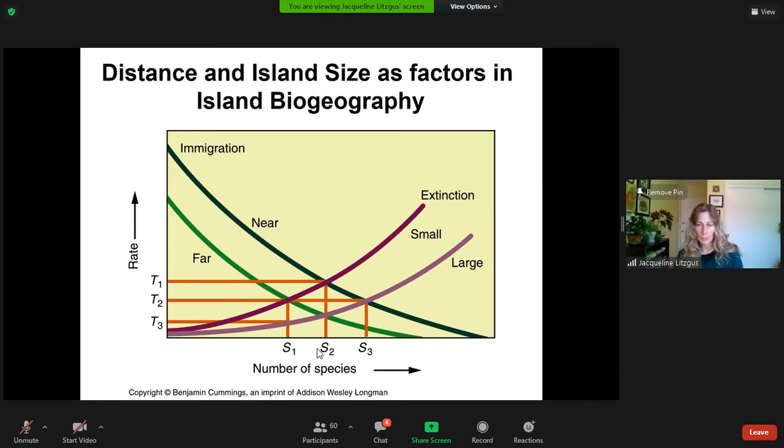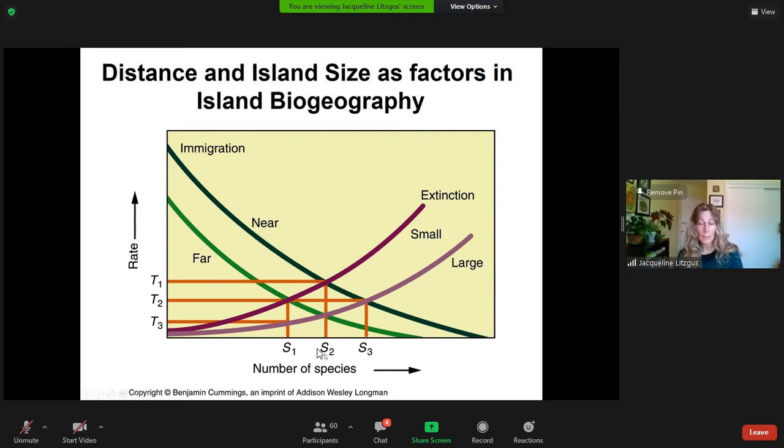So if we again cross the immigration line with our two extinction lines and look where we land for the S values. If we just take the near island line for our immigration, we'll go on the small island, and where we cross with near, we can see here's the equilibrium number of species, right? But if we go to the large island and look for where the lines cross, there's a greater number.